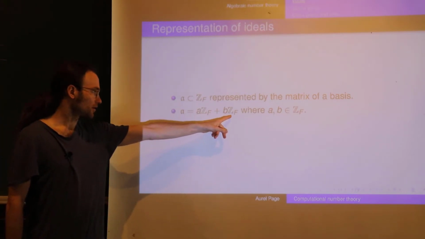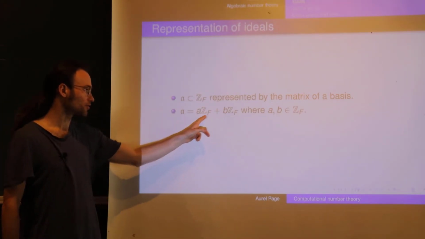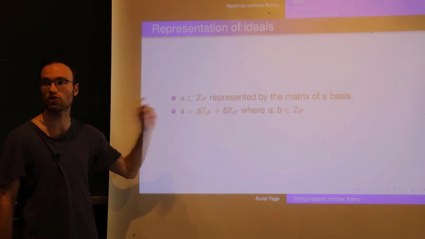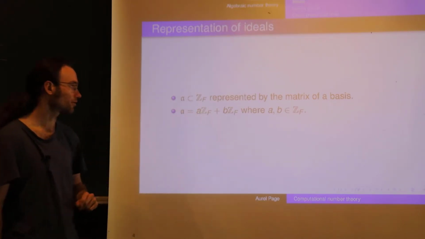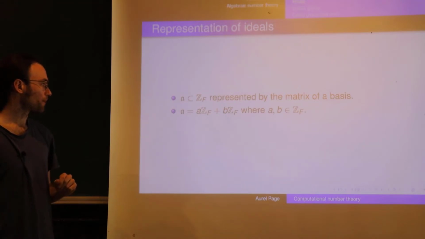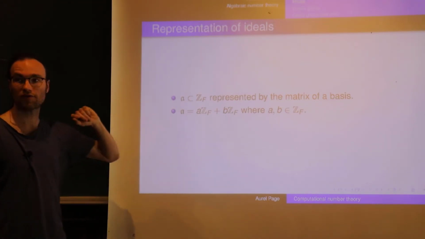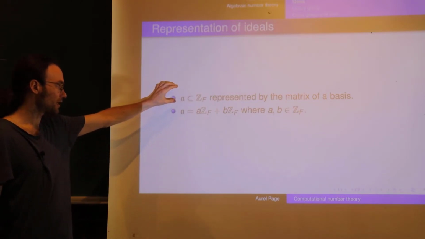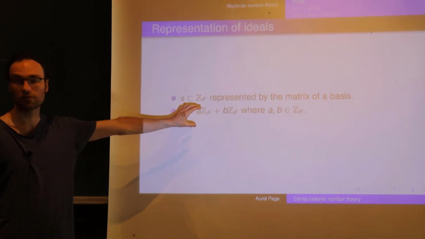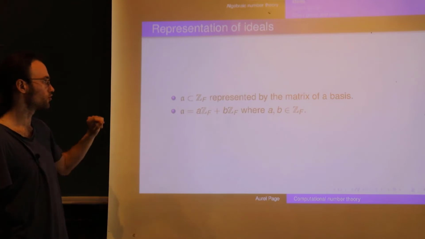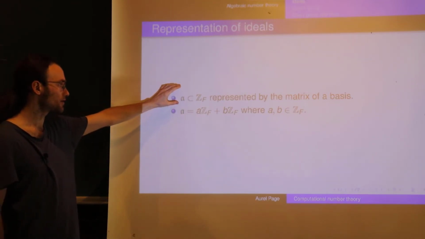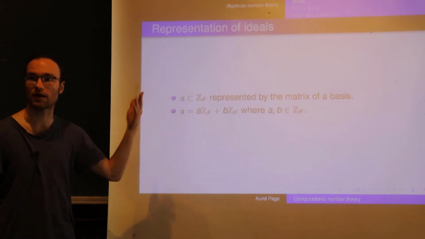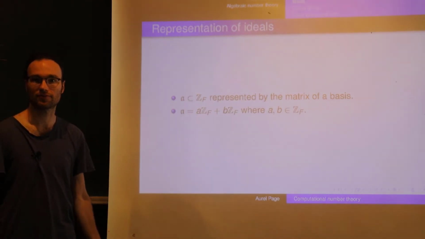So here you need to be careful. This is not a basis over Z_F. It's just a set of two generators. Both representations have their advantages. This one is a bit less compact than that one, but just for simplicity, I will stay with the first one implicitly when I describe algorithms for ideals.